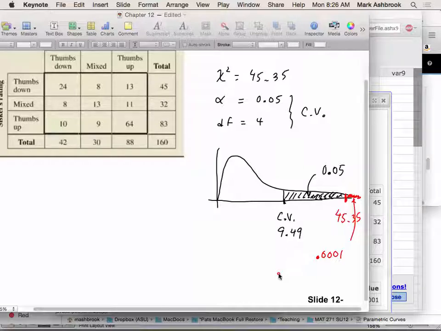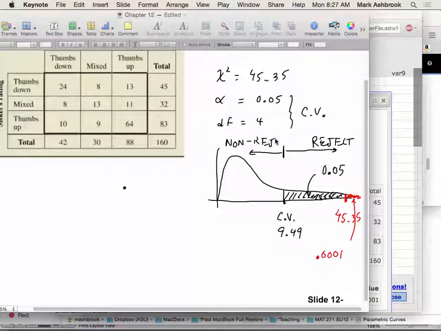So would it be that we will not reject the null hypothesis because there's not sufficient evidence? Well, you guys are all over the place. Where's the rejection region? Right or left? Right. Reject. Non-reject. Okay, and what was the null hypothesis?